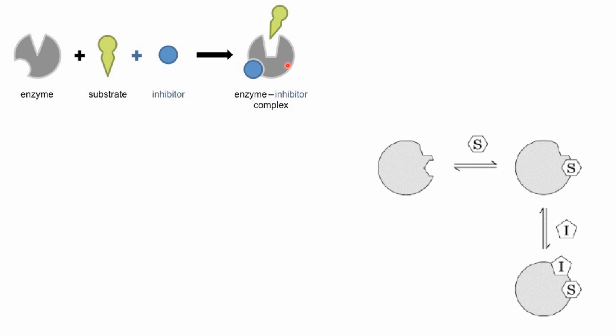In non-competitive inhibition, the inhibitor can bind to the free enzyme, that is the enzyme not bound by the substrate, or it can bind to the enzyme bound by the substrate also, because it is binding to a site other than the active site. So it can bind to the enzyme substrate complex also. Because of this non-competitive inhibitor, the Vmax is decreased because the enzyme is inactivated.